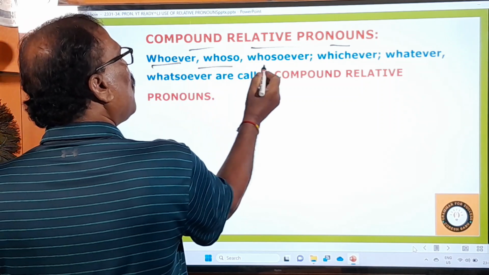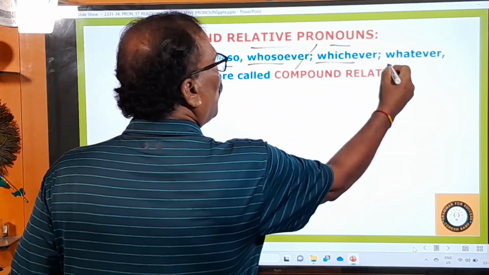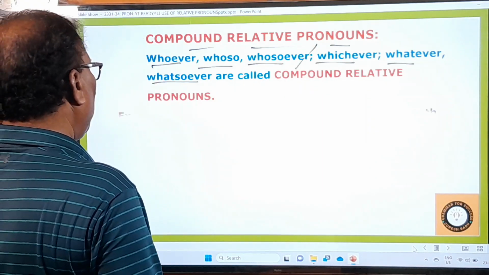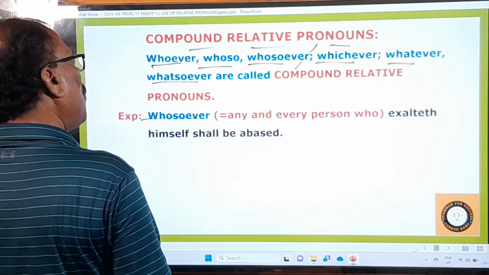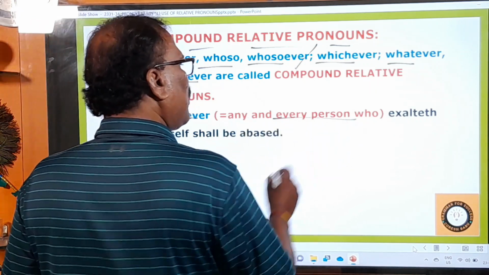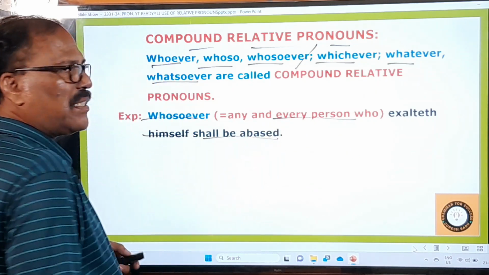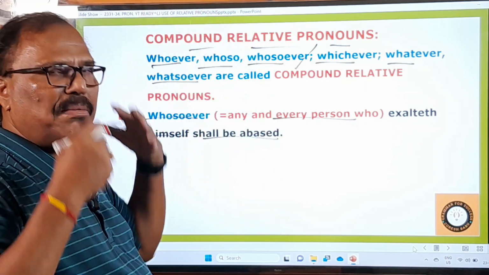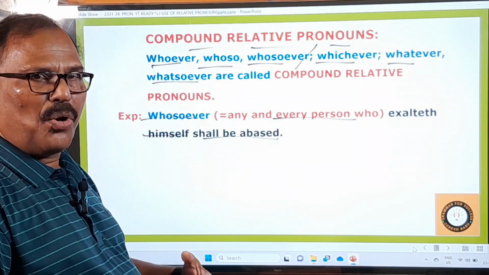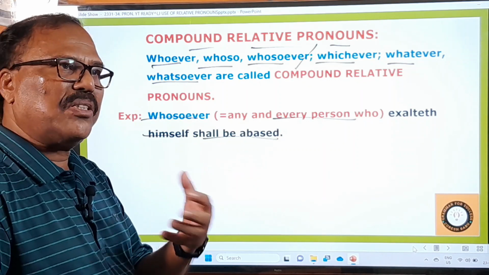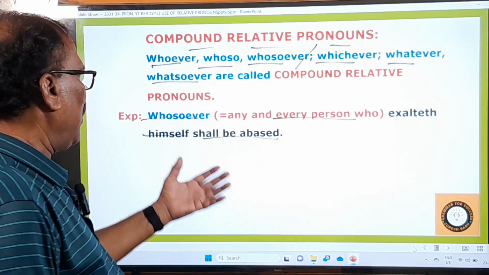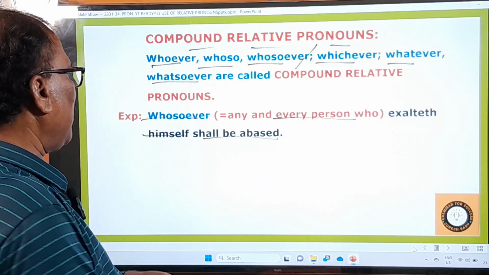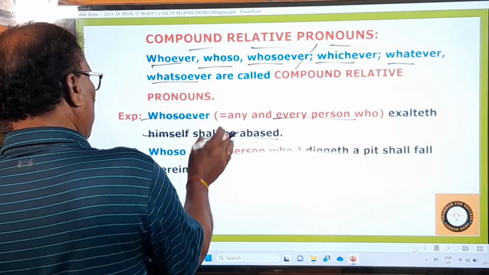Whoever, whoso, whosever, whichever, whatever, whatsoever are called compound relative pronouns. And here you see that whosoever means any and every person who exalts himself shall be abased. Whosoever exalts himself, that means whoever praises himself, whoever talks greatly about himself, will be abased, will be insulted. It's a biblical quotation. Generally, whosoever is good.